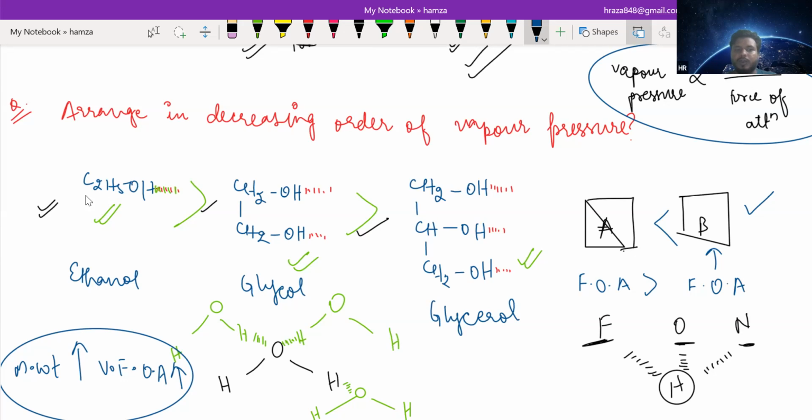You can see this will have lower molecular weight as compared to this because it has only two carbon. It has also two carbon, but you can see it will have more molecular weight because it has two oxygen instead of one. It has six hydrogen. It has also six hydrogen. Now you can see there will be three carbon, three oxygen. So molecular weight in this is very high. That means van der Waals force of attraction is very high.